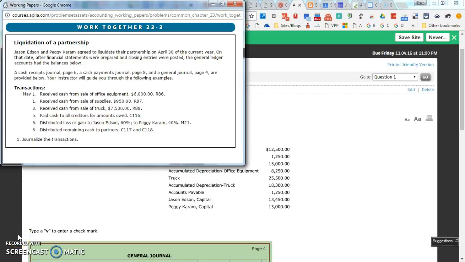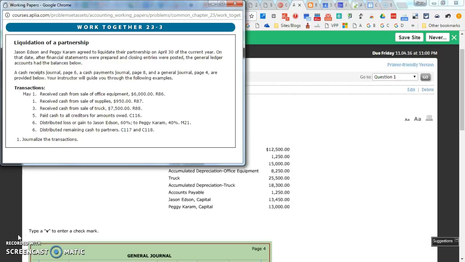Okay, for 23-3, our two partners are liquidating their partnership on April 30th of the current year. On that date, the financial statements were prepared and closing entries were posted. The general ledger accounts had the balances below. So we have a cash receipts journal, cash payments, and general journal.